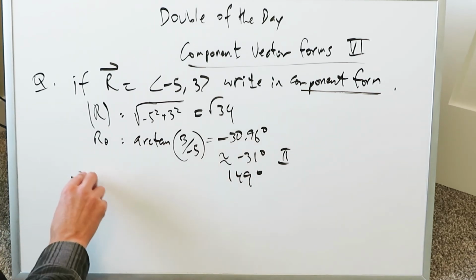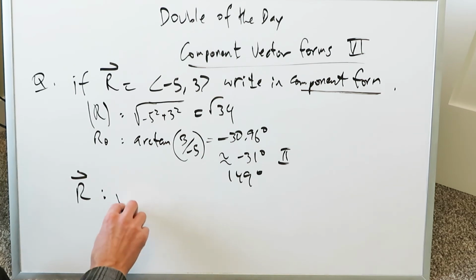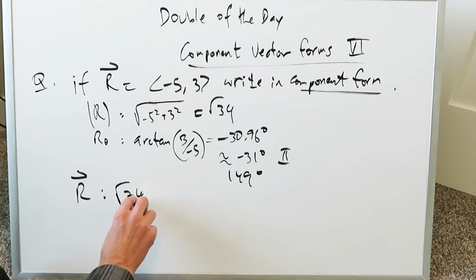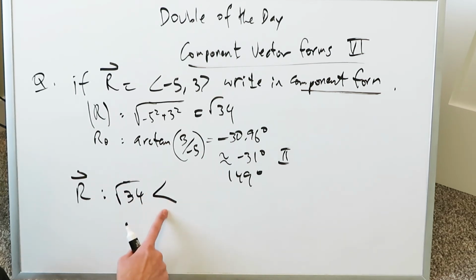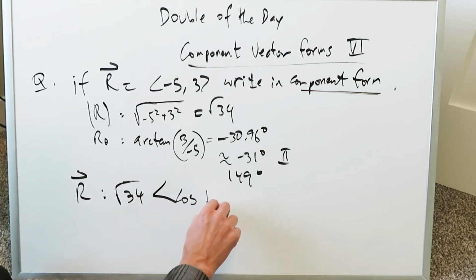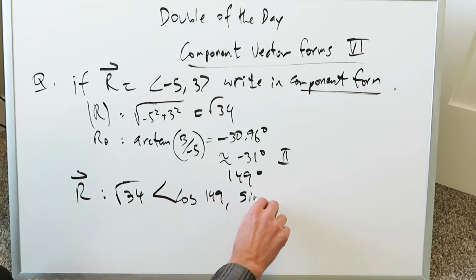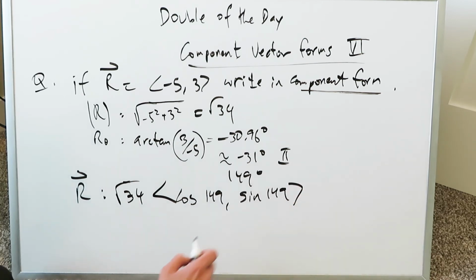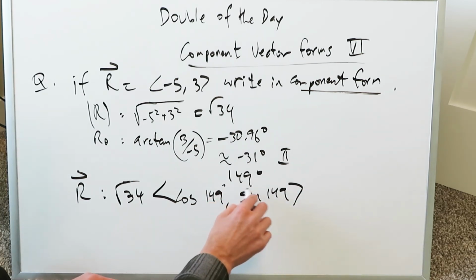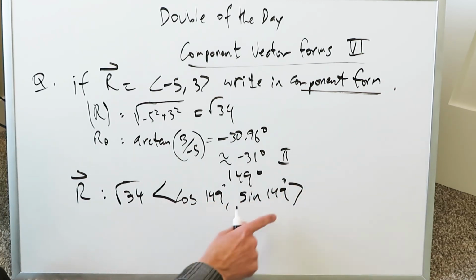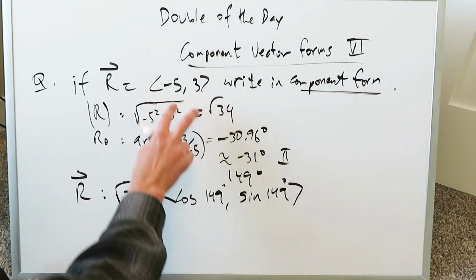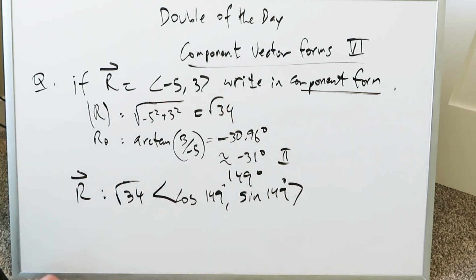Your r vector is written in the component form as such: root 34, which is your magnitude, right? And then you draw this and you put your direction. You put cosine 149 and you put sine of 149. And if supposedly you were to open this up by multiplying this with that and that with that, you should get exactly here, relatively, because I rounded this up. If I didn't round it up, I'll get the exact, but let's do it.